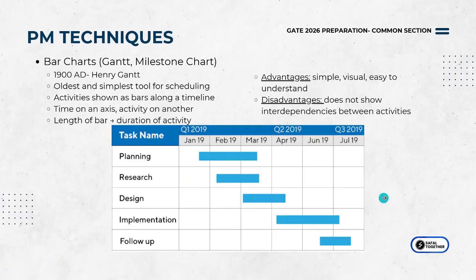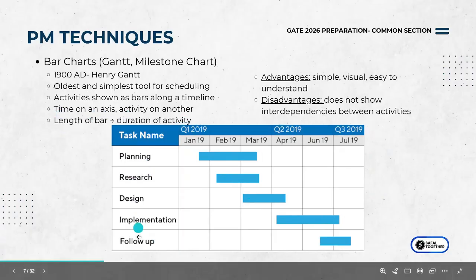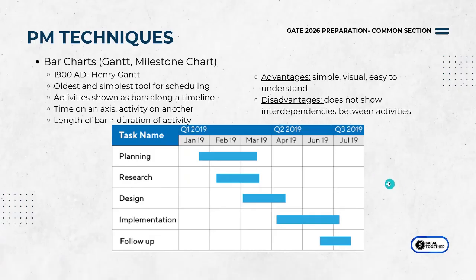But a more detailed approach is usually undertaken in the next phases. Like I said, the length of the bar denotes the duration of the activity, with time on one axis and the activities on the other. The activity, in this case, you can see under the task name, which is written vertically as the column, and the time is in the horizontal row. Okay. So what's the advantage? It's very simple. It's very visual. It's easy to comprehend and understand.